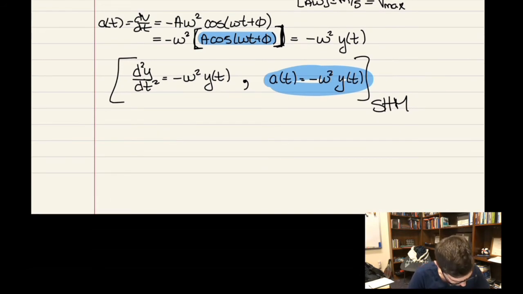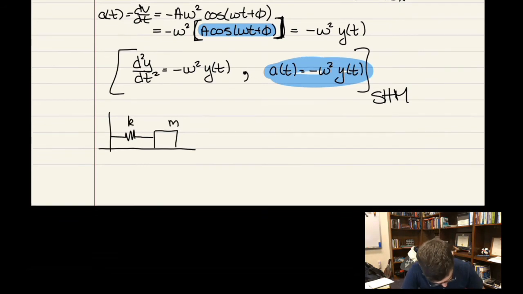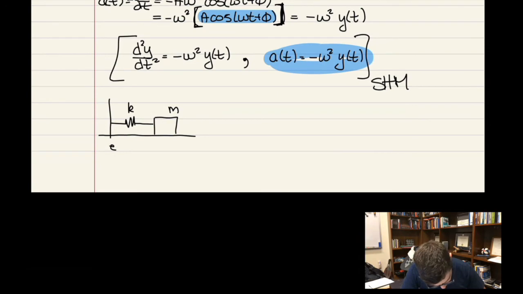Let's do an example to show that, so that I don't have to deal with weird equilibrium positions. Let's do the box on a spring, but I'm going to do it horizontally on a frictionless surface. You could do this for the vertical spring. You would get the same answer.